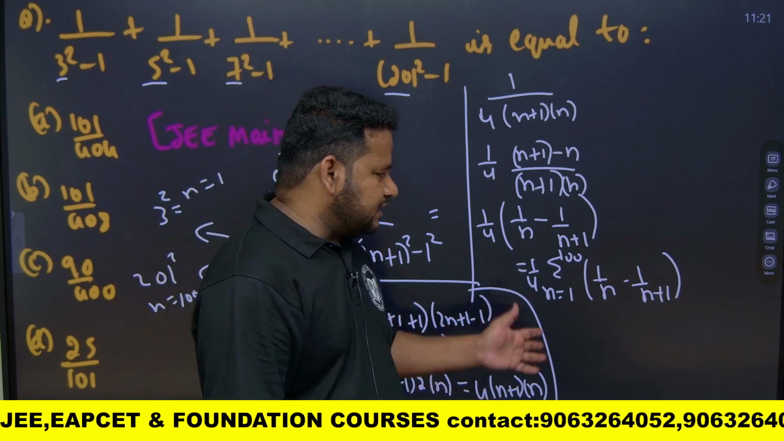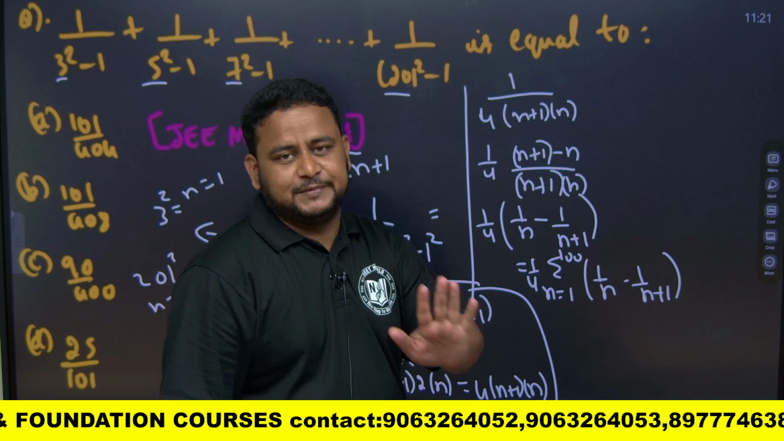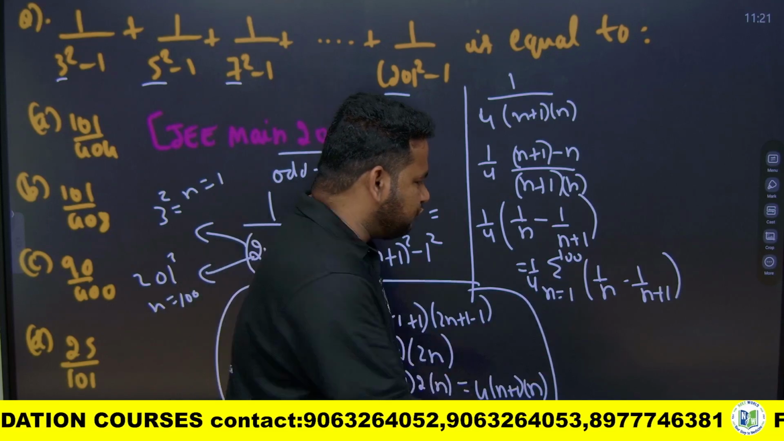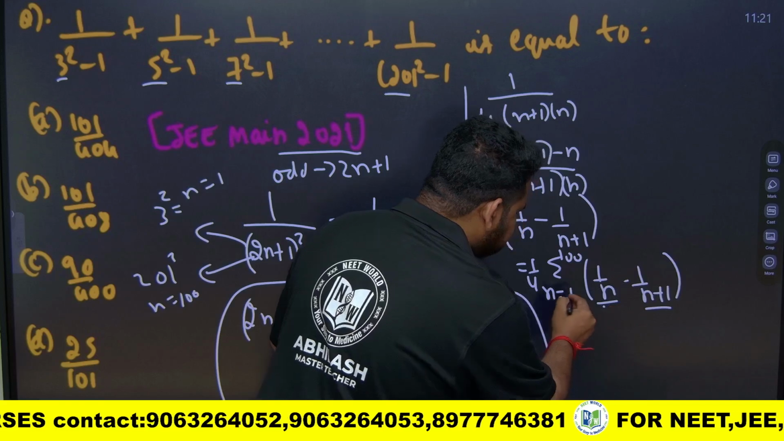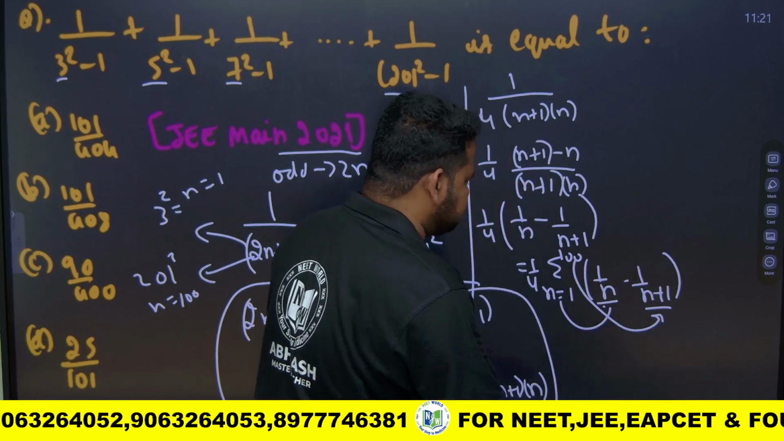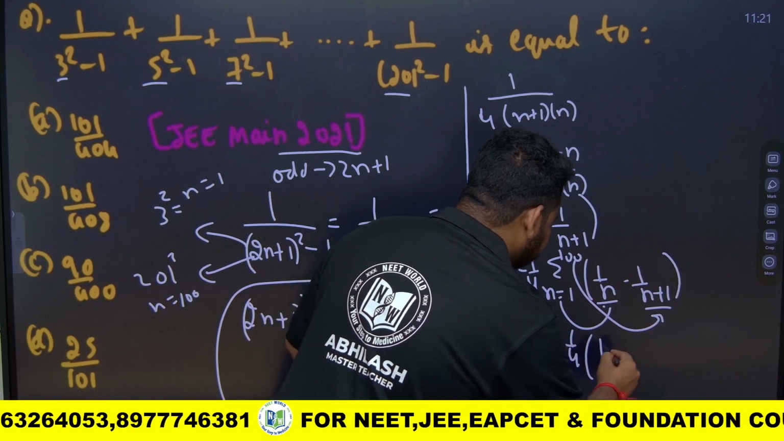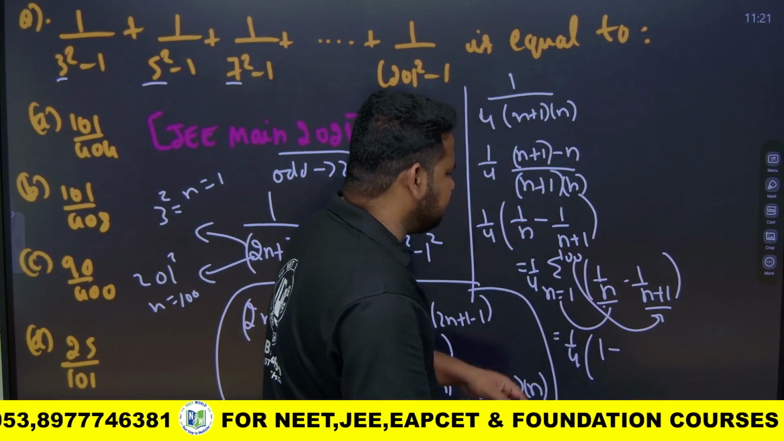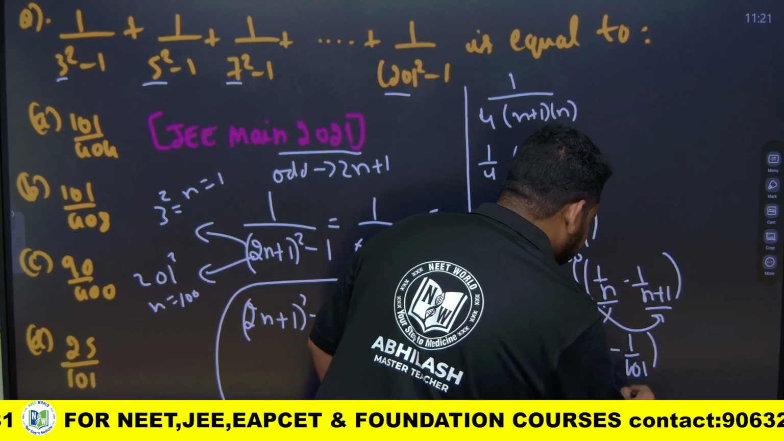Now like always, smaller value to smaller value, bigger value to bigger value, but you have to focus on the denominator itself, not on the numerator. Just focus on this and this. This is the smaller value because this is just n, this is n plus 1. So I have to put the smaller value to this and the bigger value to this one. If I put the values, I will get 1 by 4 into 1 by 1, which is 1 itself, minus 1 by n plus 1, that is 1 by 101.